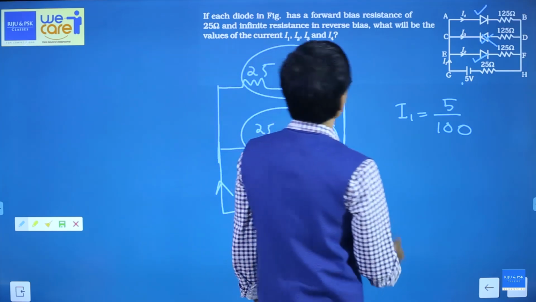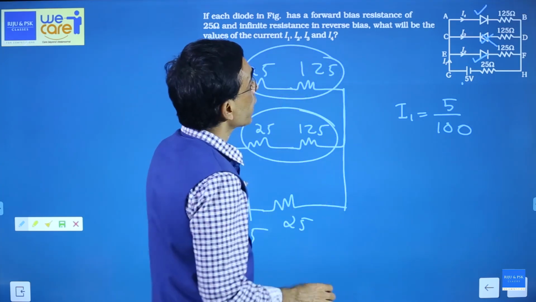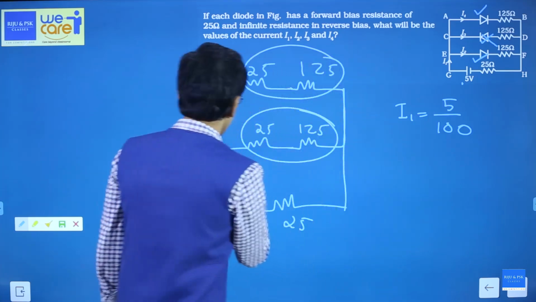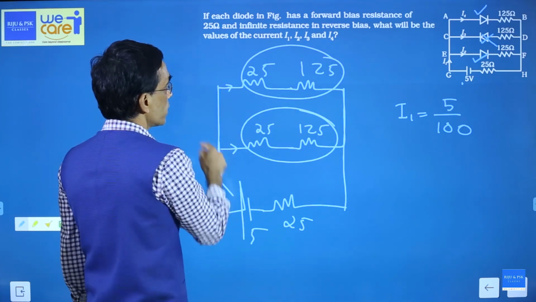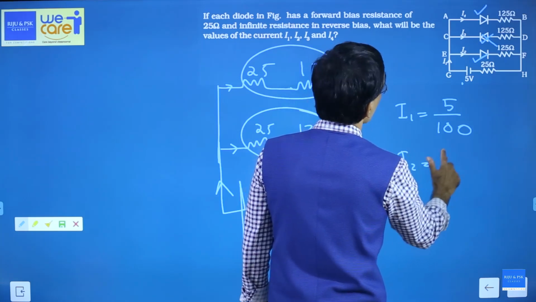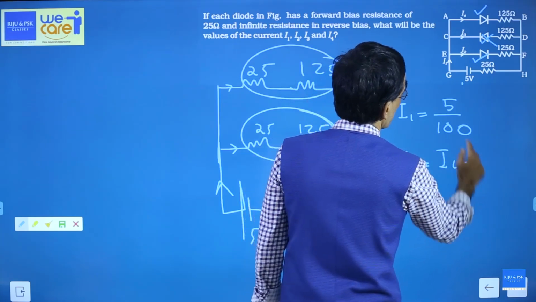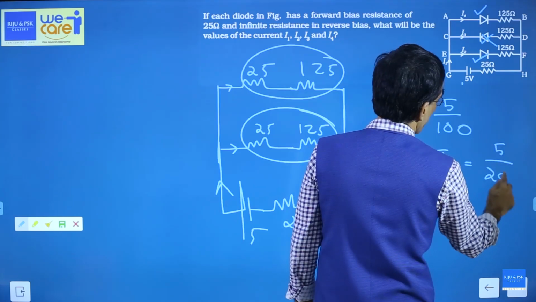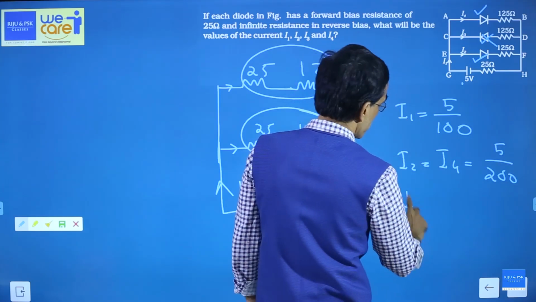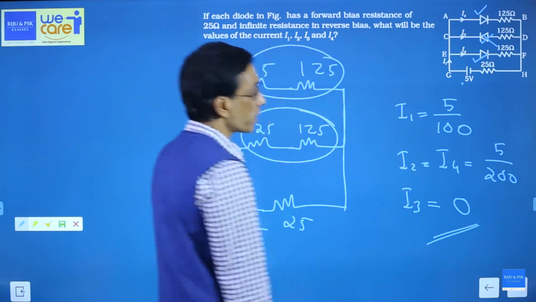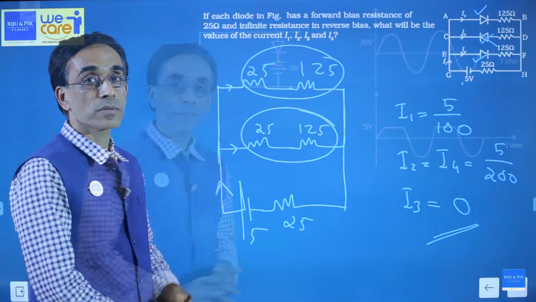Okay, 0.05. Now I2, I3 and I4. See, this current will equally divide here. So we can say I2 equal to I4 equal to half of this thing. That will become 5 by 200 each. What about I3? I3 is a reverse bias diode. Current is going to be 0. A very good question in diodes.